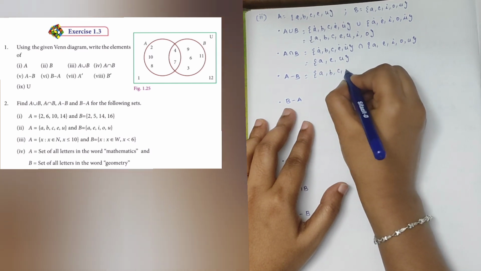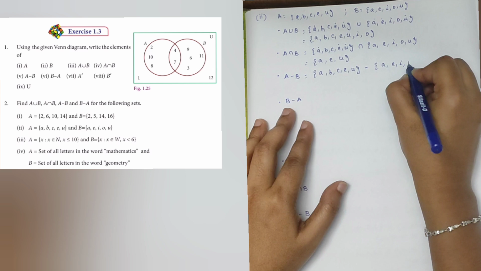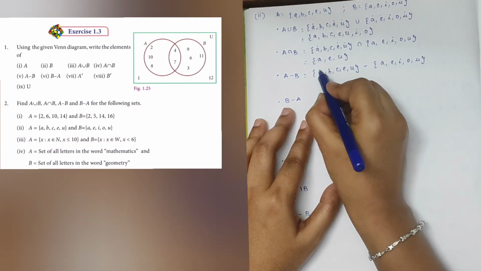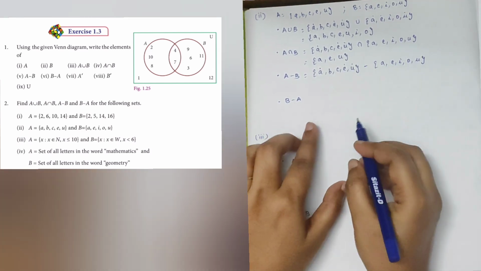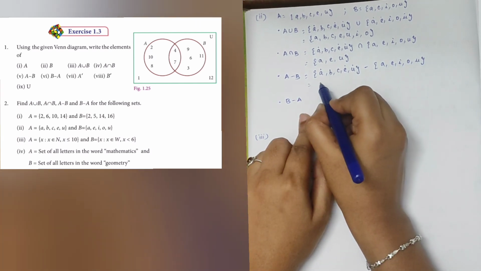Do it for A minus B. {A, B, C, E, U} minus B set, {A, E, I, O, U}. Now list out the common elements, A, E, U. Now you have to list out only the uncommon elements of set A, that is B, C.